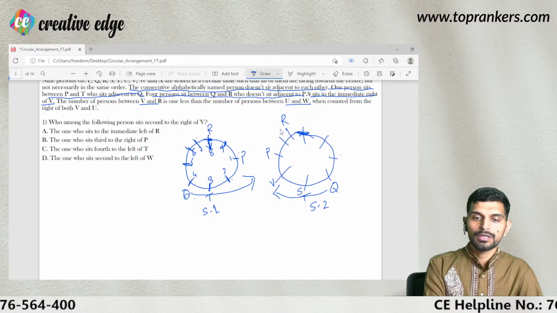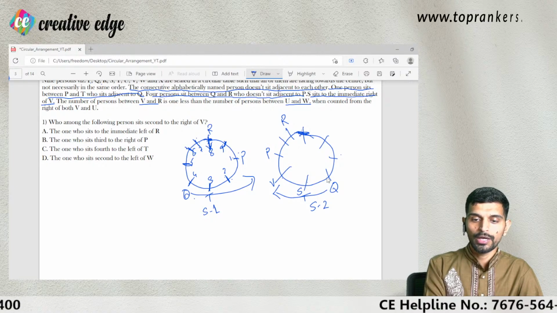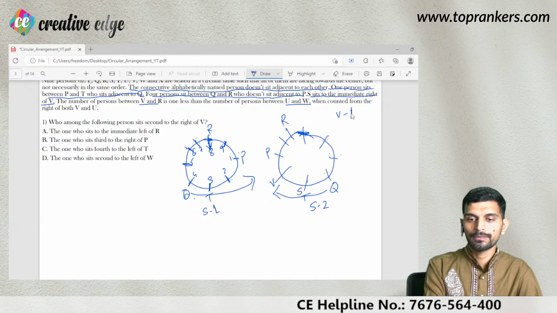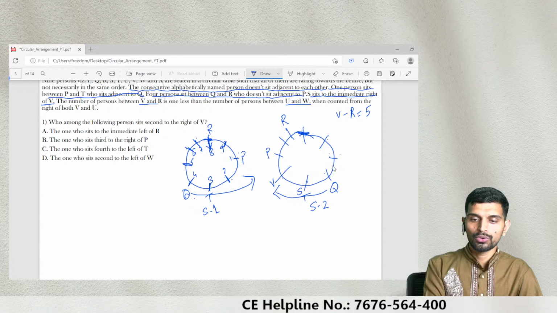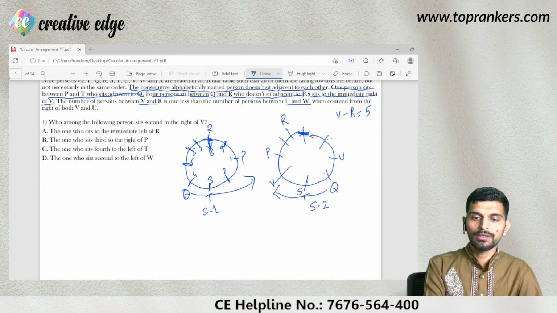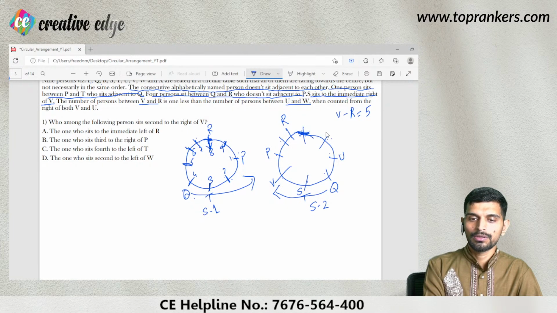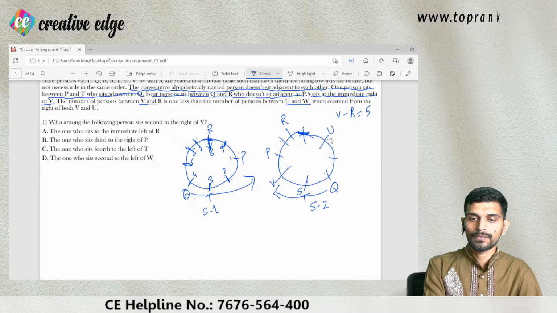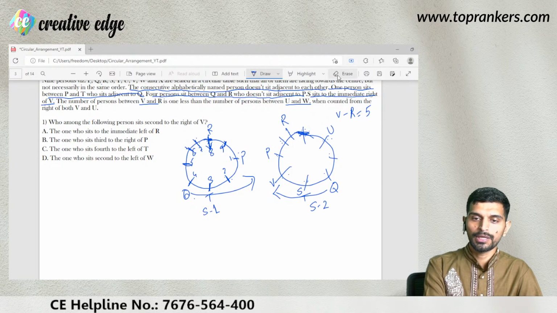Then it says number of persons between V and R when counted towards right. 1, 2, 3, 4, 5, 6. 1, 2, 3, 4, 5. So there are 5 people between V and R. So U and W must have 6 people. So if I place U here, 1, 2, 3, 4, 5, 6, this is not happening. If I place U here, 1, 2, 3, 4, 5, 6, again not happening.